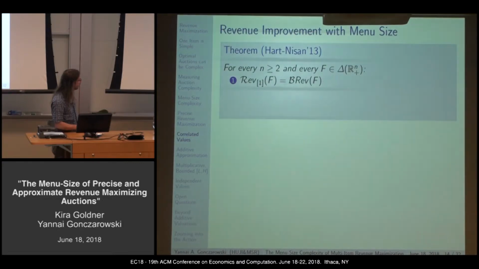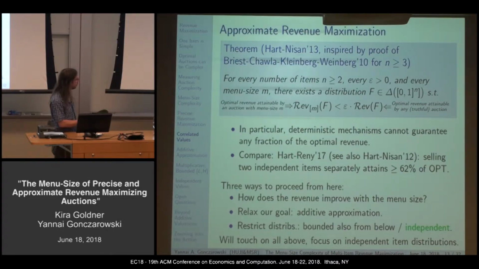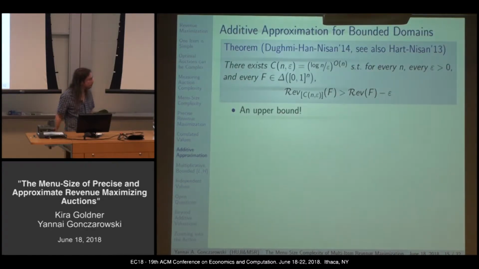So we can move on to the next of our 3 bullets, relaxing our goal to additive approximation. Here's a nice theorem due to Dughmi, Han and Nisan, and once again it improves upon a theorem of Hart and Nisan from a year before. There exists some menu size that depends only on n and epsilon, so that for every n, every epsilon, and every distribution, possibly with correlations, supported on [0,1] for each item, such a menu size gives you optimal revenue up to an additive epsilon.